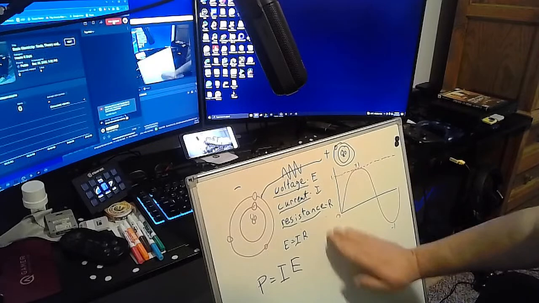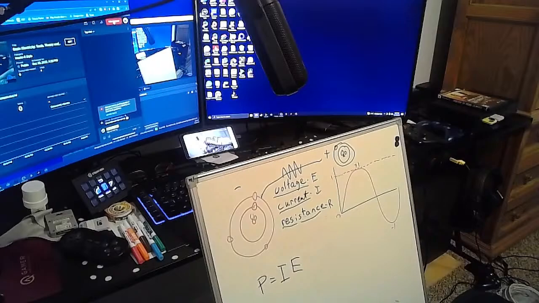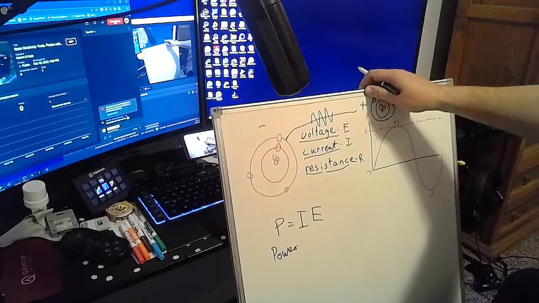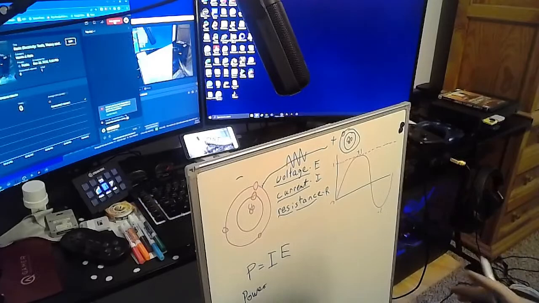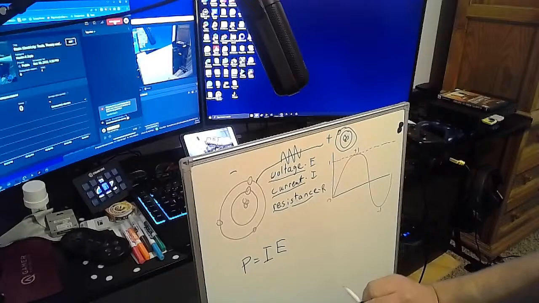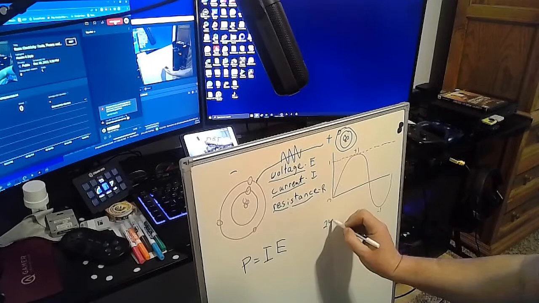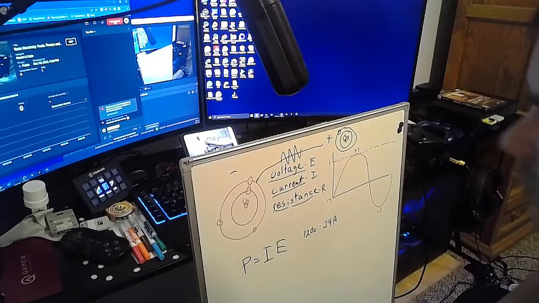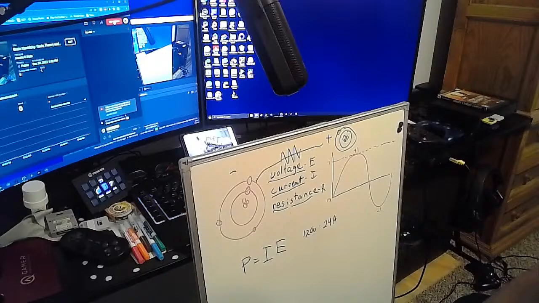And you're probably wondering why I wrote P I on here. Because I times E equals P, or power. So, in the previous example, we had 24 amps times 120 volts. So we multiply those two together and we will get our wattage. Now wattage is the amount of, I forget exactly what the definition of wattage is.